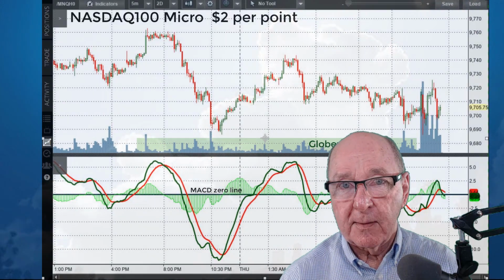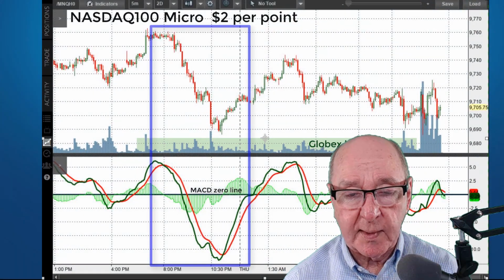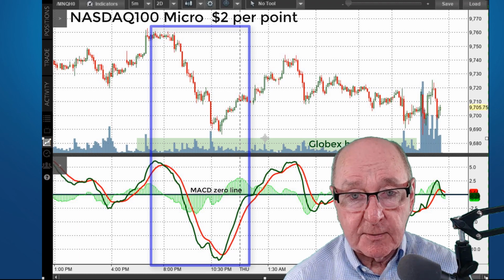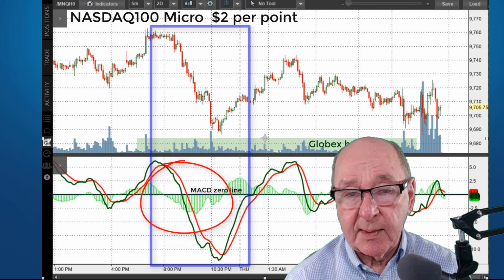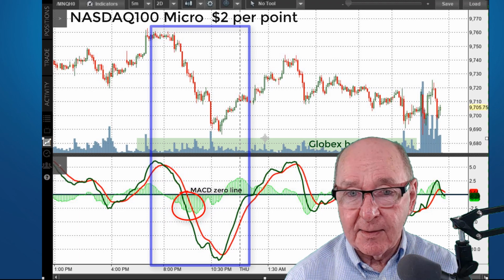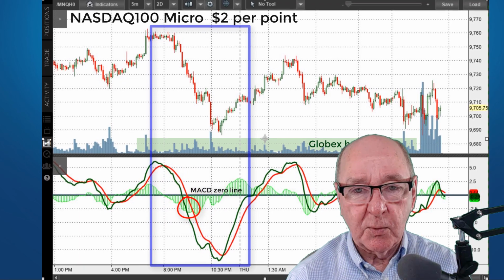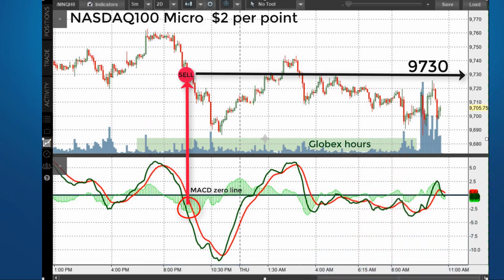Let's get back to the fun now and take a look for the next signal. It's going to be inside the blue rectangle you see on the screen there. And we're looking for a sell signal. Under my own guideline rules, I would want the green line below the red line and for both of those lines to be below the zero of the MACD. Now what happens here is we have a very clear sell signal. So we sell one NASDAQ 100 Micro E-mini at a price of $97.30.